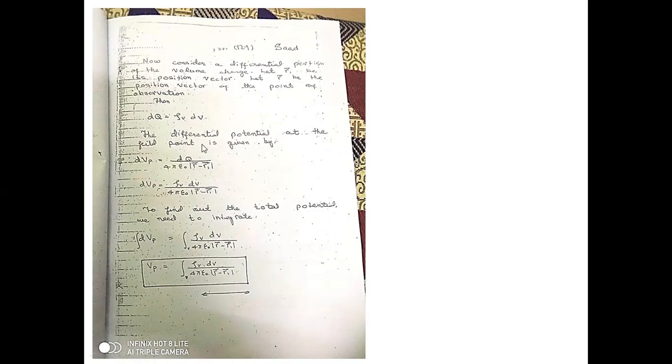So the differential potential at the field point is given by dVp equal to dq divided by 4 pi epsilon naught |r minus r1|. Replacing dq with rho v dv, we get rho v dv divided by 4 pi epsilon naught |r minus r1|. Applying the integration to get the net electric potential of the whole volume charges, Vp will be the integral of rho v dv divided by 4 pi epsilon naught |r minus r1|. Similarly, if we have separate dimensions of each volume, we will apply a triple integration for each of the dimensions.